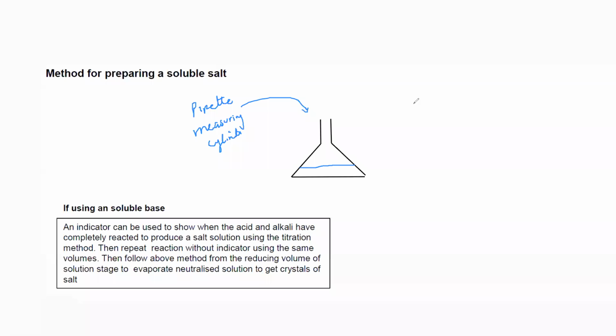Acid and alkali both are colorless. So the second thing we will do is add a few drops of indicator. Not too much, only drops of indicator. Different indicators have different colors in acidic and alkaline medium. You have to learn the color of the indicator. For example, phenolphthalein is colorless in acidic medium, but in alkaline it will turn pink. So if I use phenolphthalein here, it will be colorless.